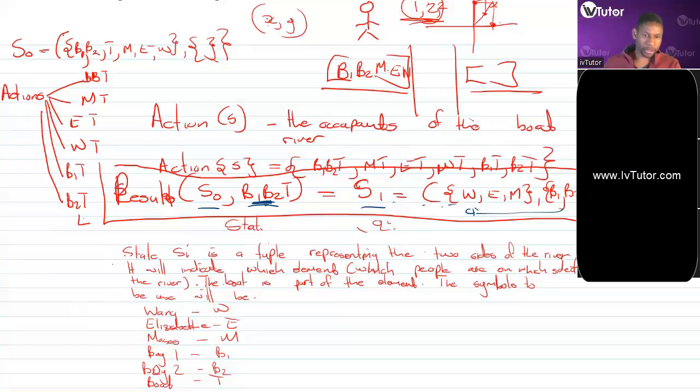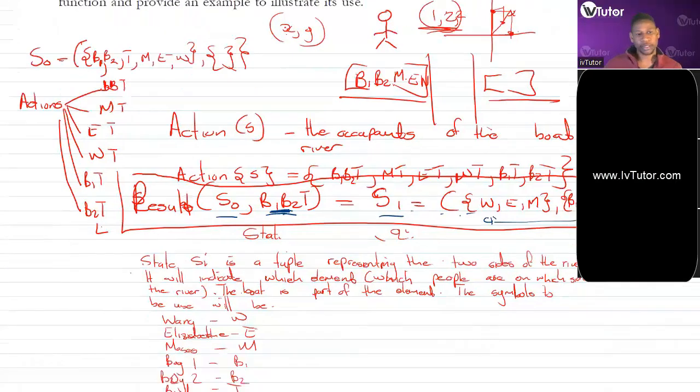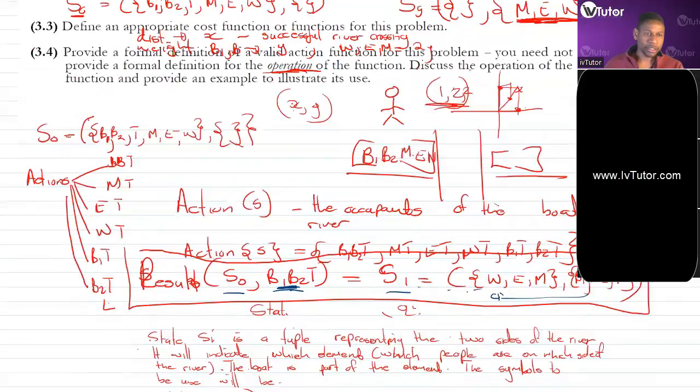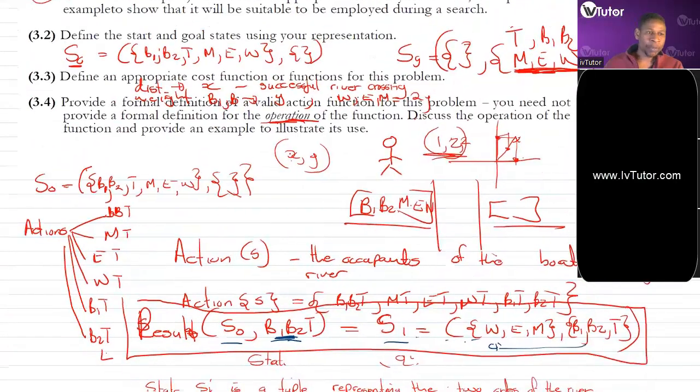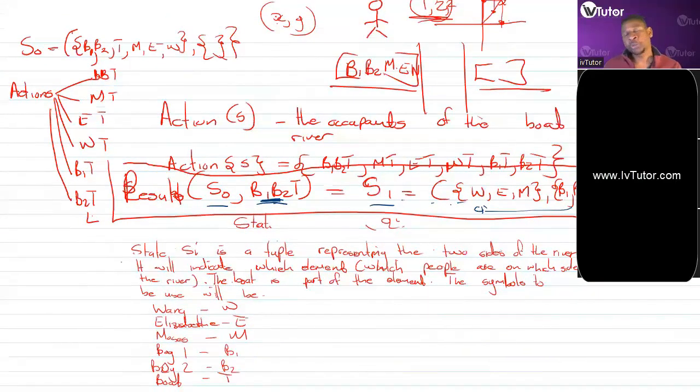Maybe can you just explain that part again? I'm trying to catch up. Which part? The result one. They say discuss the operation of the function and provide an example to illustrate its use. So we're saying show me the actions in use. Show me an example of you using the action.